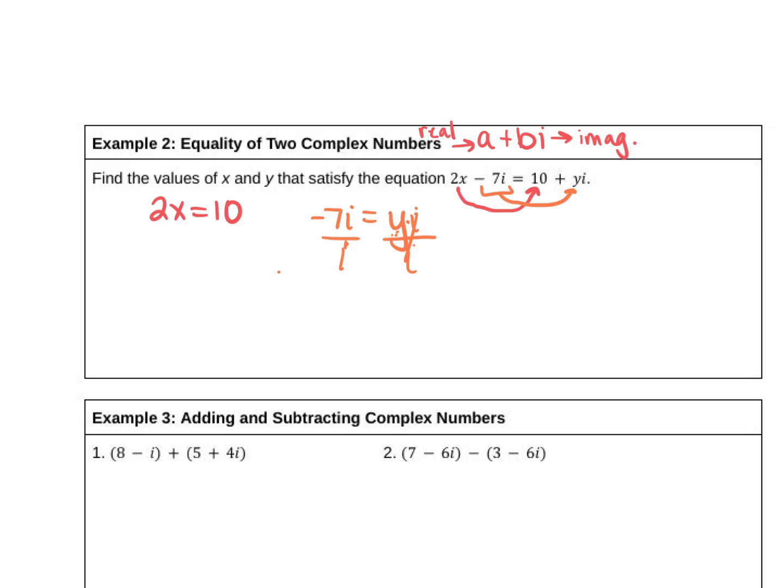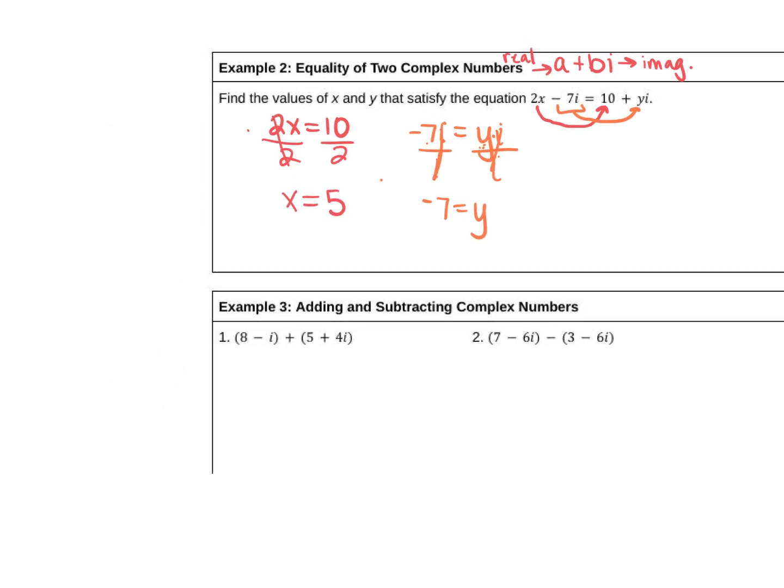So the i's are just going to cancel because you have negative 7i divided by i. When you divide by the same thing, it just cancels itself out because the same over the same is 1. So we get negative 7 equals y. And then what do I do on this side to solve for x? Divide by the 2. That's right. So we get x is equal to 5. So real part equal to the real part, imaginary part equal to the imaginary part. That's all.